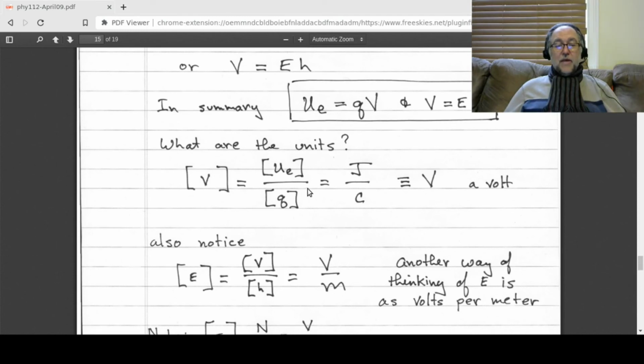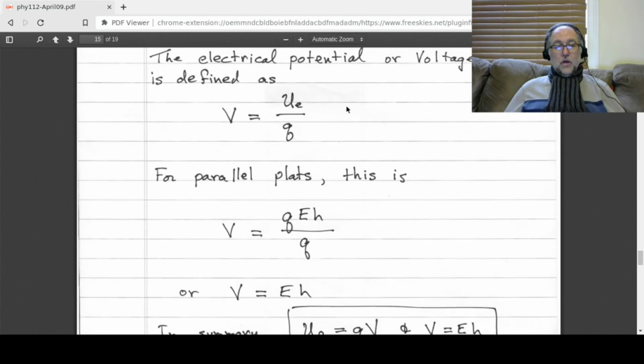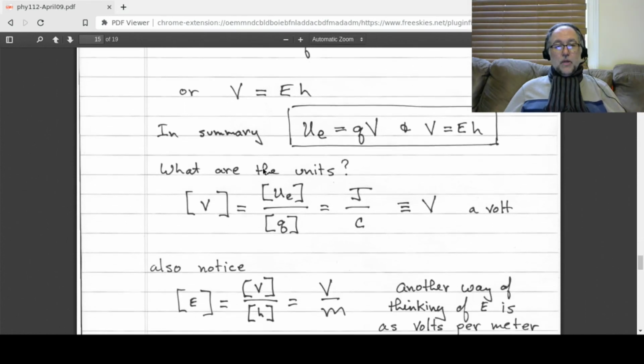So what are the units of V? The units of V using this formula right here, which is basically the definition of V, we substitute in the units: V is going to equal the units of energy divided by the units of Q. That's equal to joules per coulomb. And a joule per coulomb is, by definition, a volt. All right, so there you go.